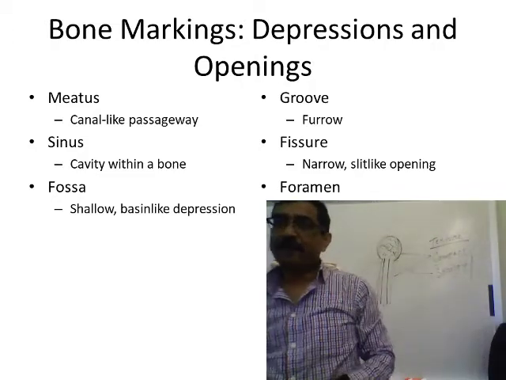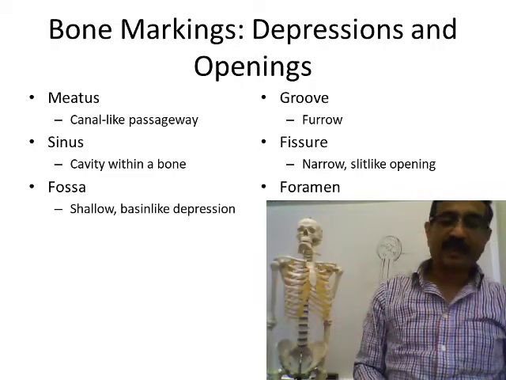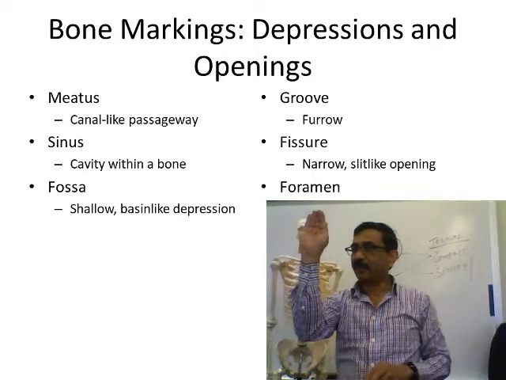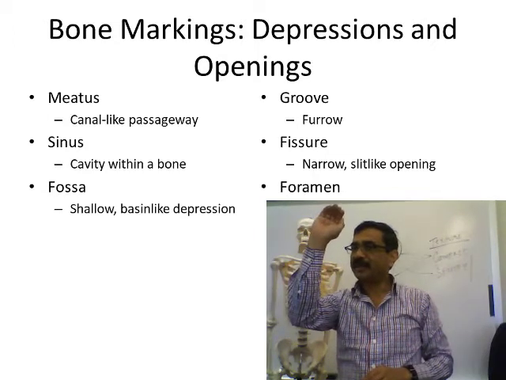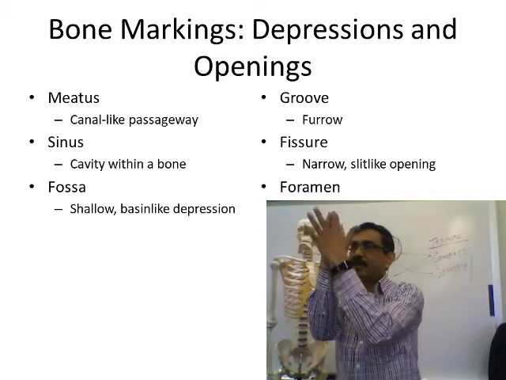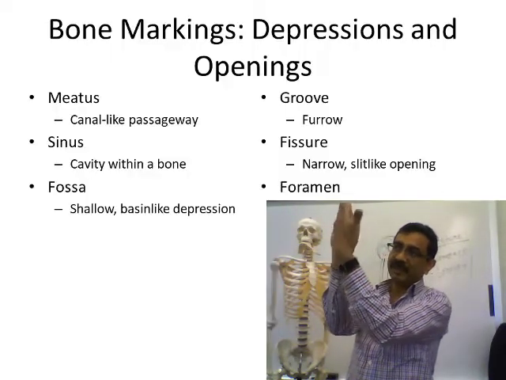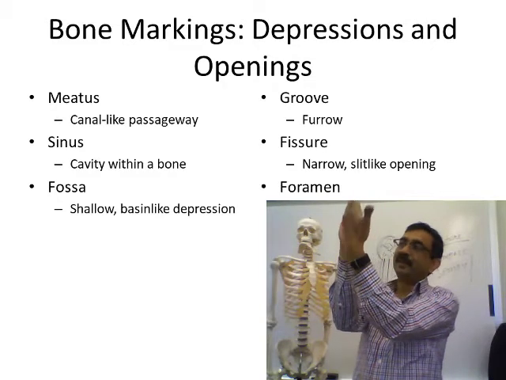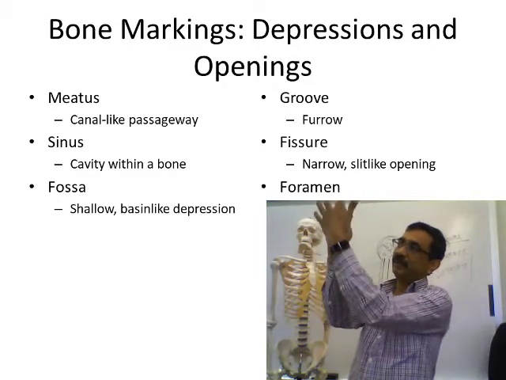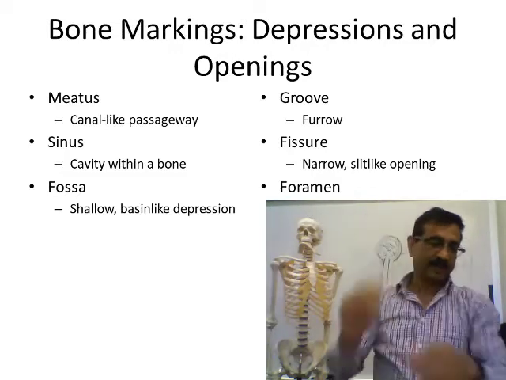Groove. Groove is a depression on the surface of the bone, but not basin-like. It's a long depression. For example, any tendon, ligament, blood vessel, or nerve can fit in it. So now you can think, right? It is a narrow groove or depression.